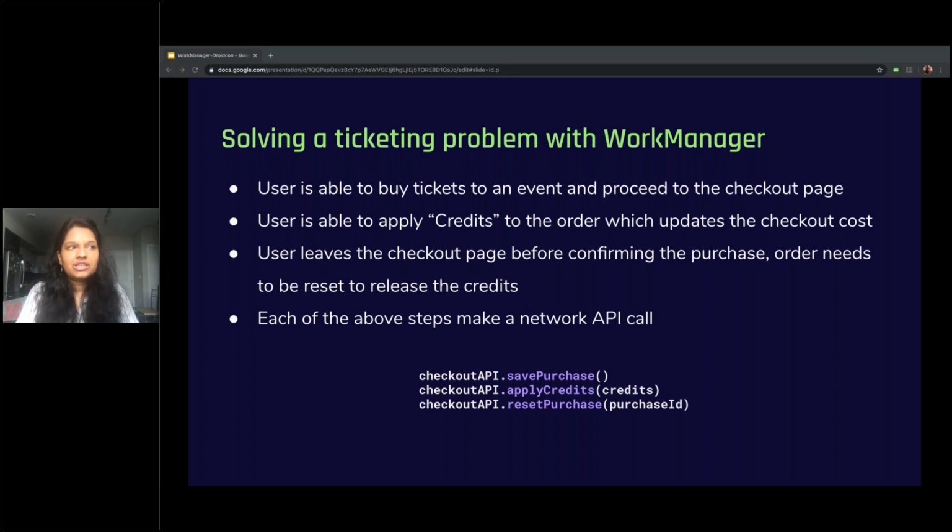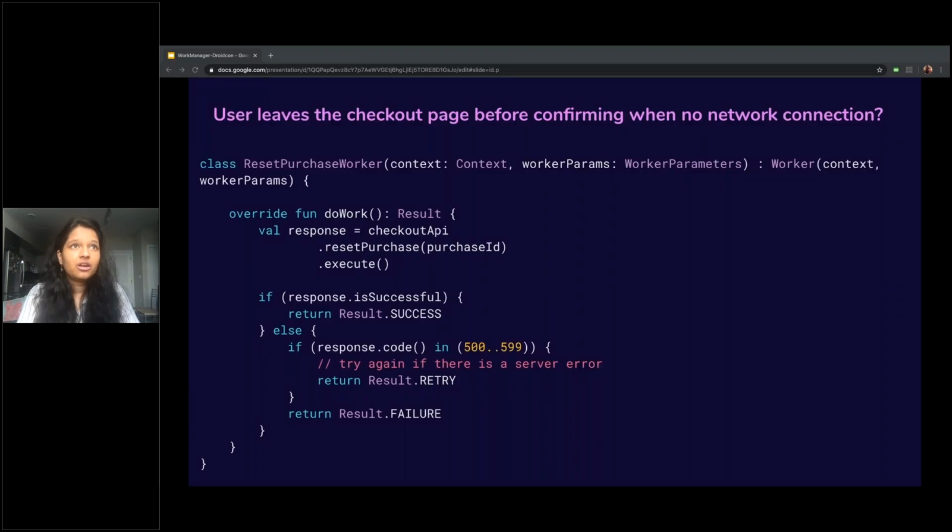Each of these steps actually needs a network API call, right? We have save purchase, we have apply credits, and we have reset purchase in case the user leaves the checkout page. Basically, every time the user leaves the checkout page before actually purchasing, we need to call this API, reset purchase, in order to release these credits. Now, there might be a scenario where this API is not called because there is no internet connection.